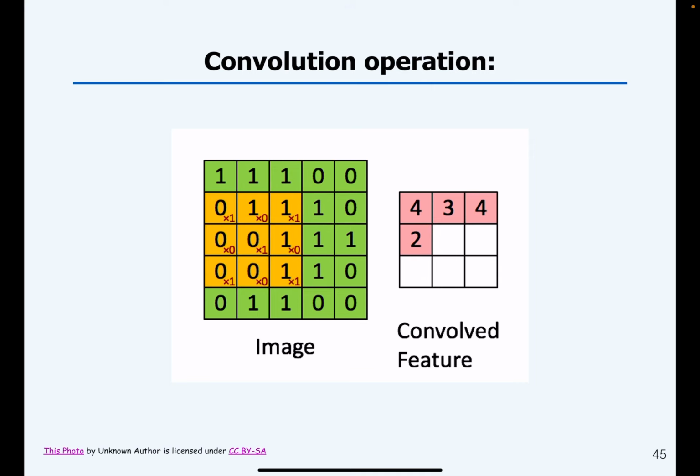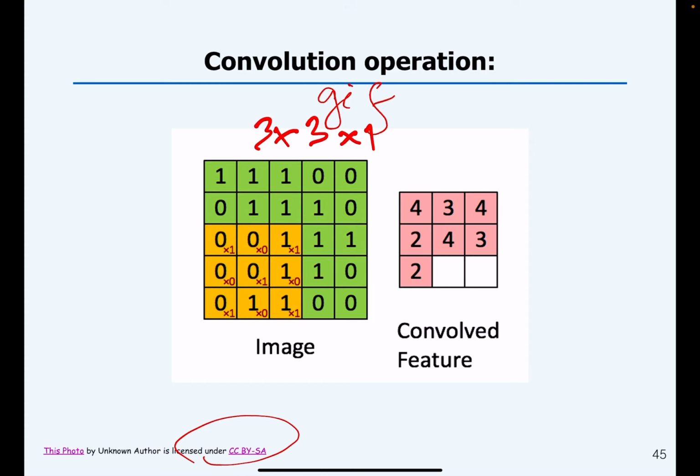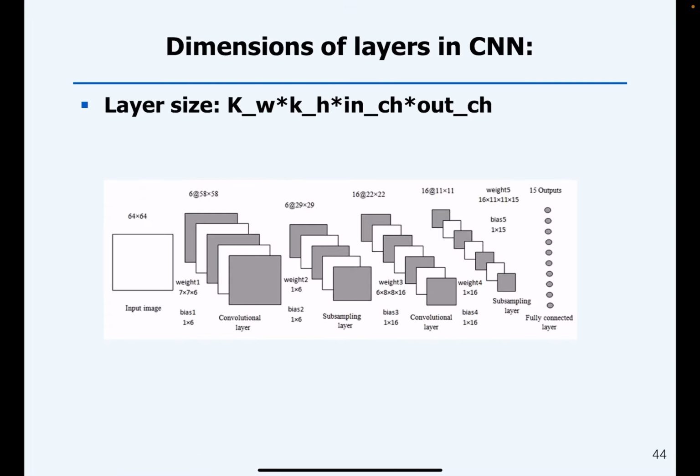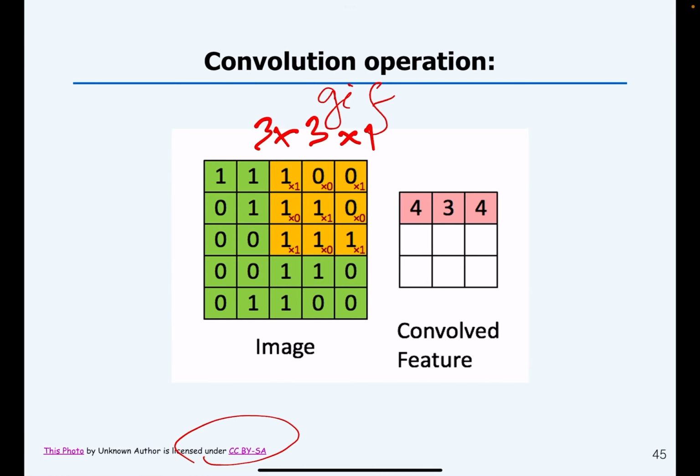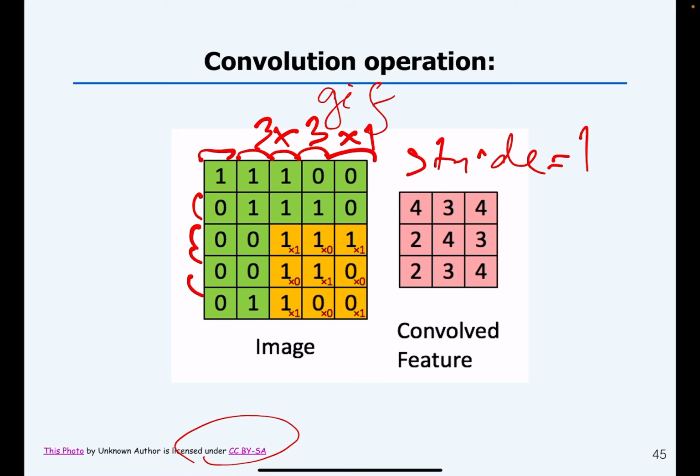Okay, so this is a GIF I got by Creative Commons, and you can see the convolution operation with the 3x3 kernel that is applied on this image, and it is a stride of 1. So it starts here, then 1 pixel, then 1 pixel, it is moving, and then 1 pixel down. So we have a stride of 1, and this will be your convolved features.